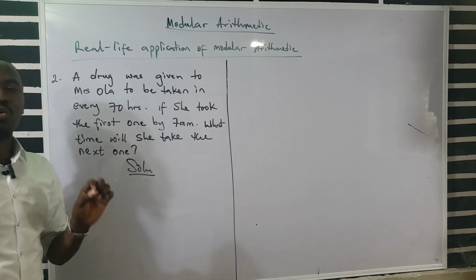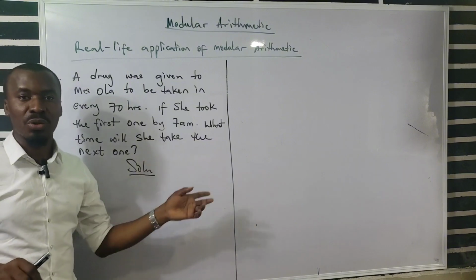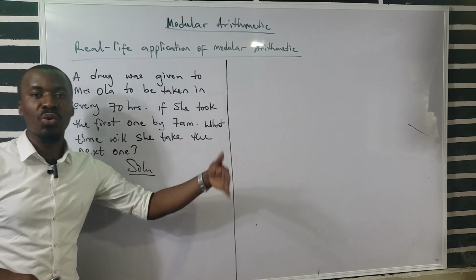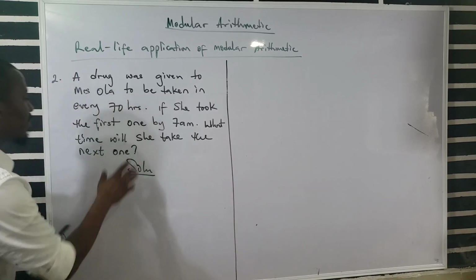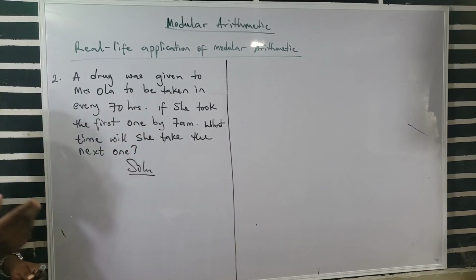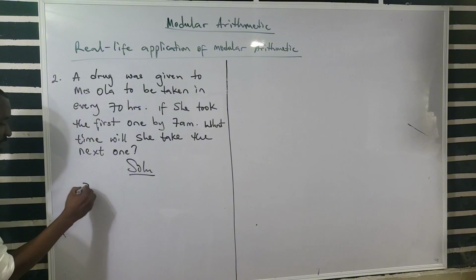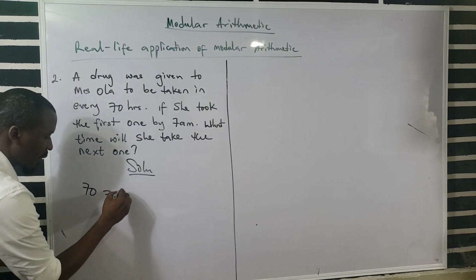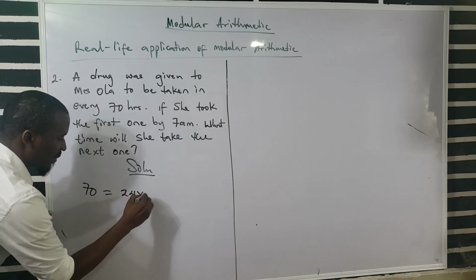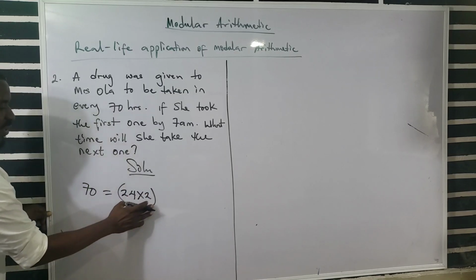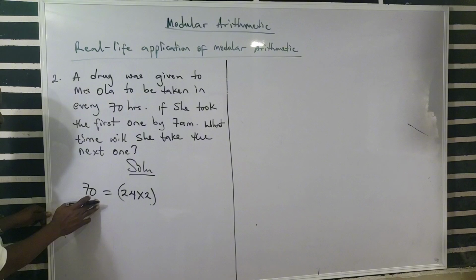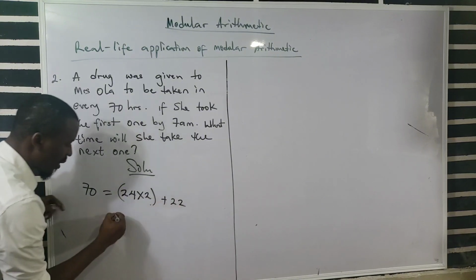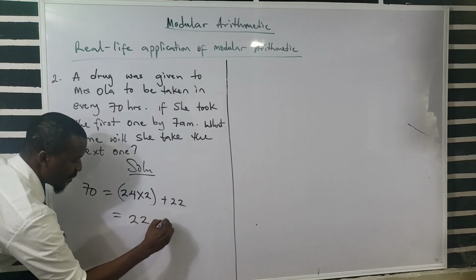Okay, because you will not be asked to use any particular modulo. What you'll be asked is to find the time in the next so number of hours. Now we have 70, so I'm going to take 70 in modulo 24. So 70 in modulo 24, 24 times 2 will give us 48. 48 plus 22 will give us 70. So we have 22 in modulo 24.